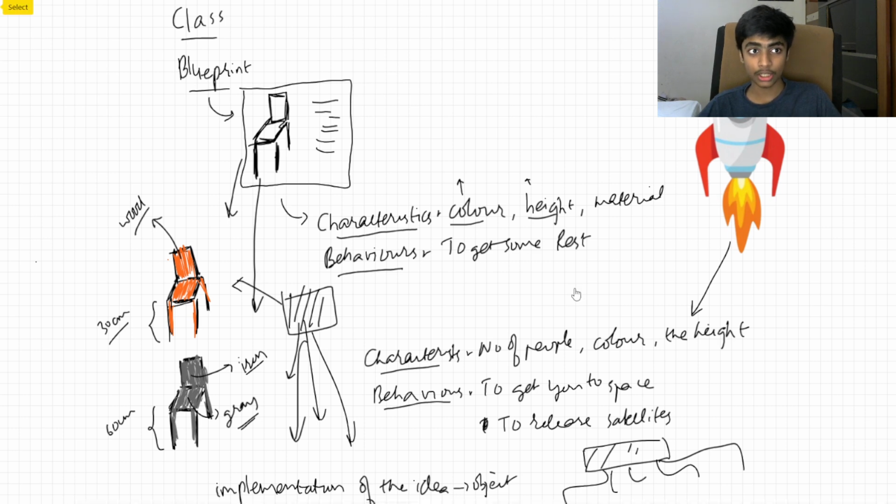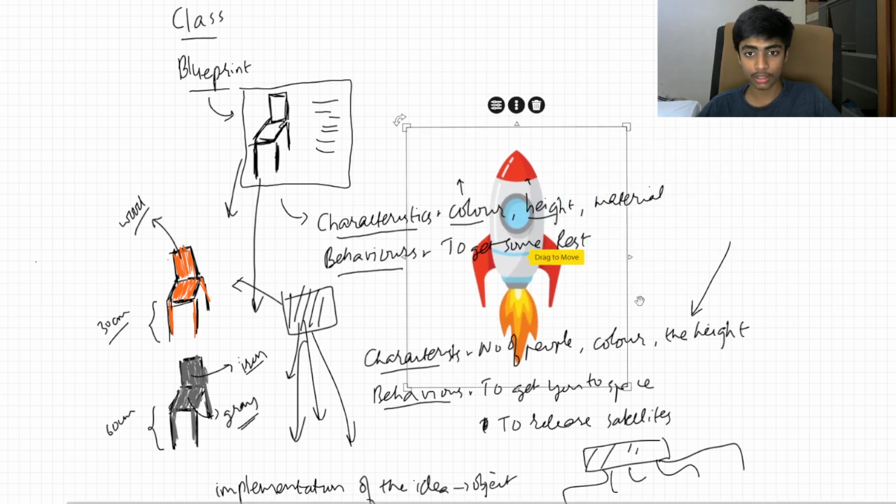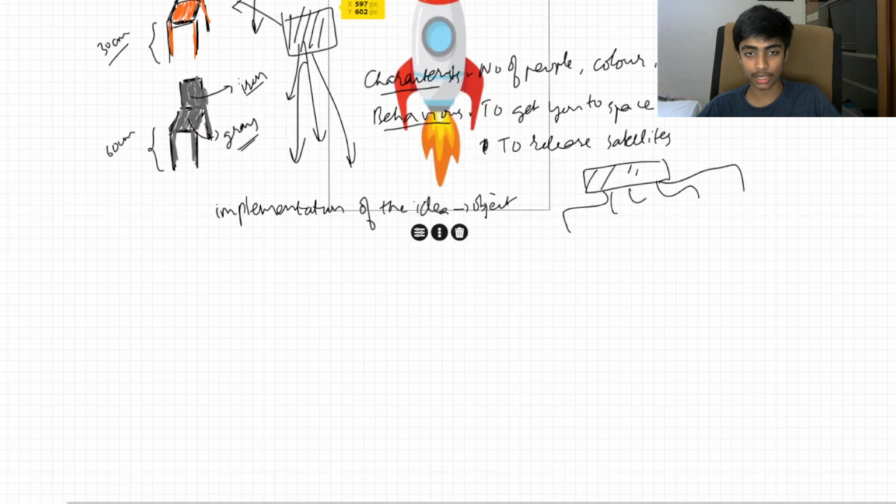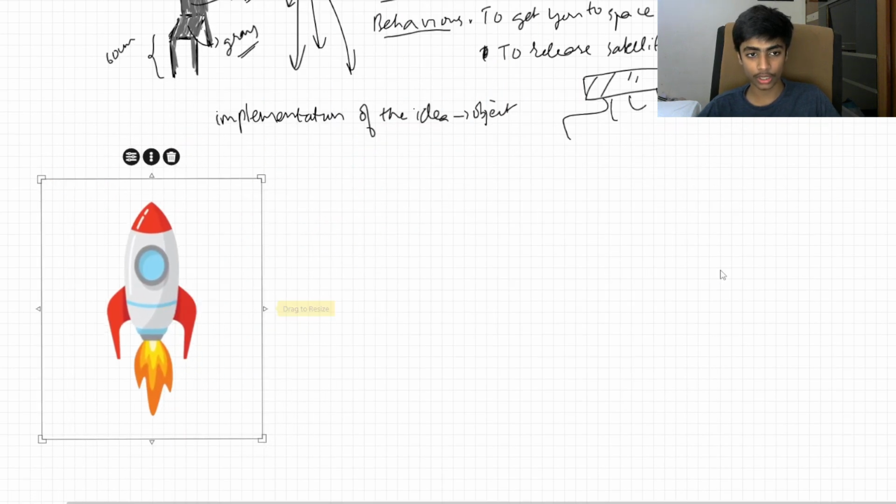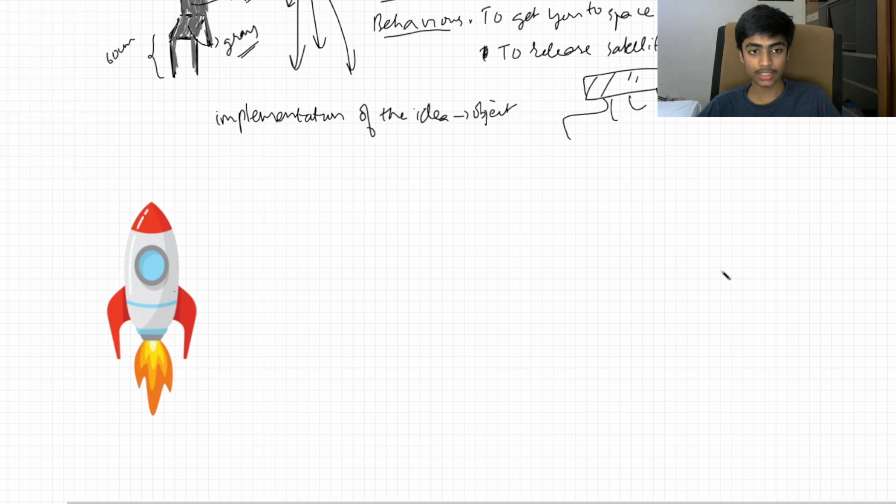Now let's do the same thing with the rocket. With the rocket, I can do the exact same thing, right? If I take this rocket, let's say I'm one country. I can change this rocket. I can give it new colors. I can give it new characteristics, right? And I can give it maybe a new behavior as well, which is to go to space and release a satellite. This rocket will not be the same as another rocket. These are all different rockets. These are all different objects of the same class.